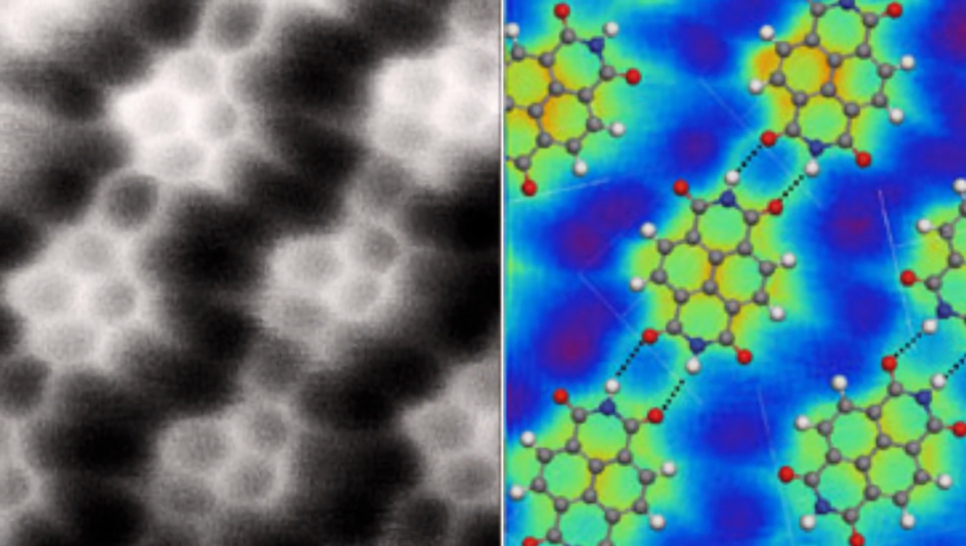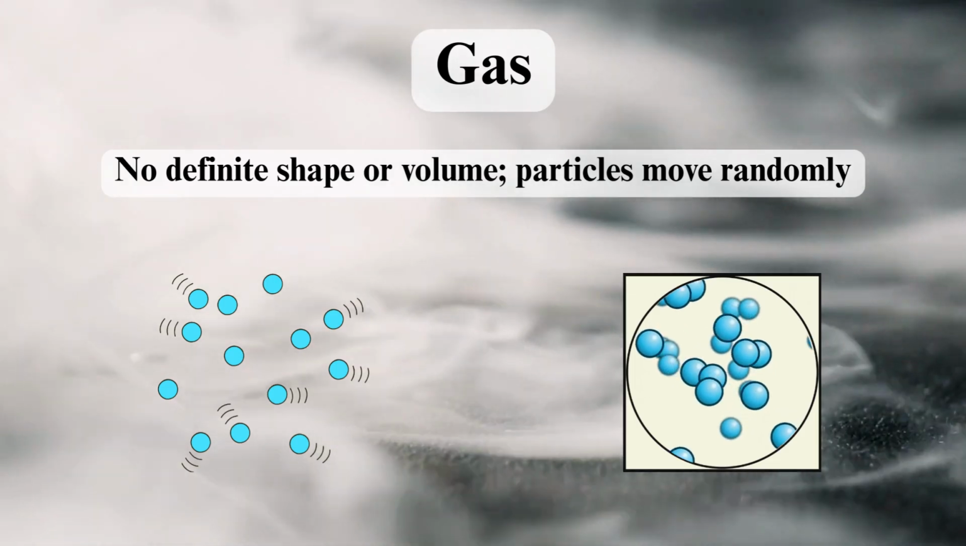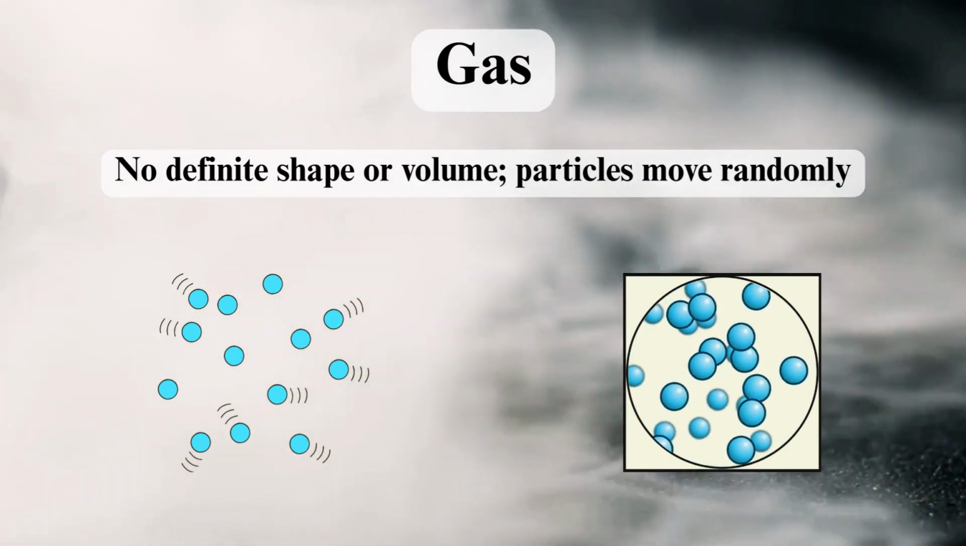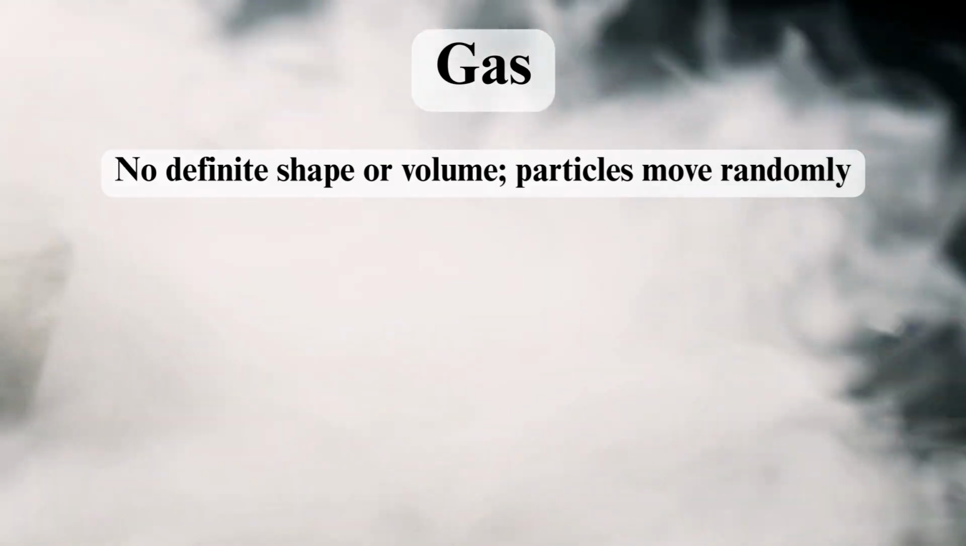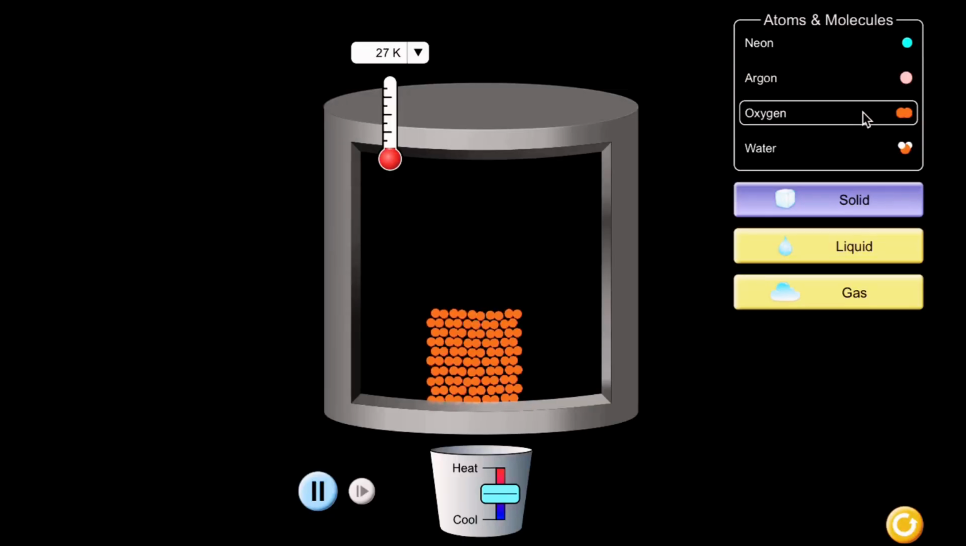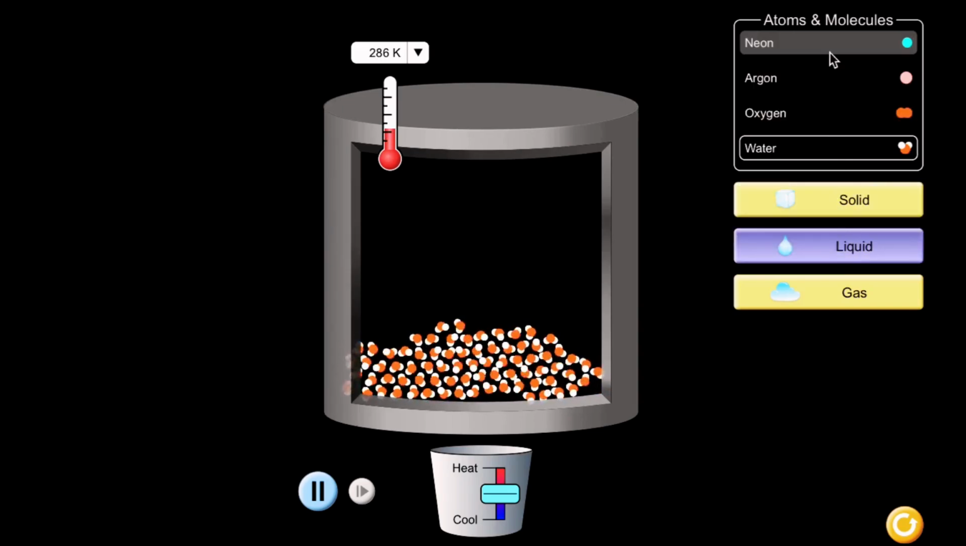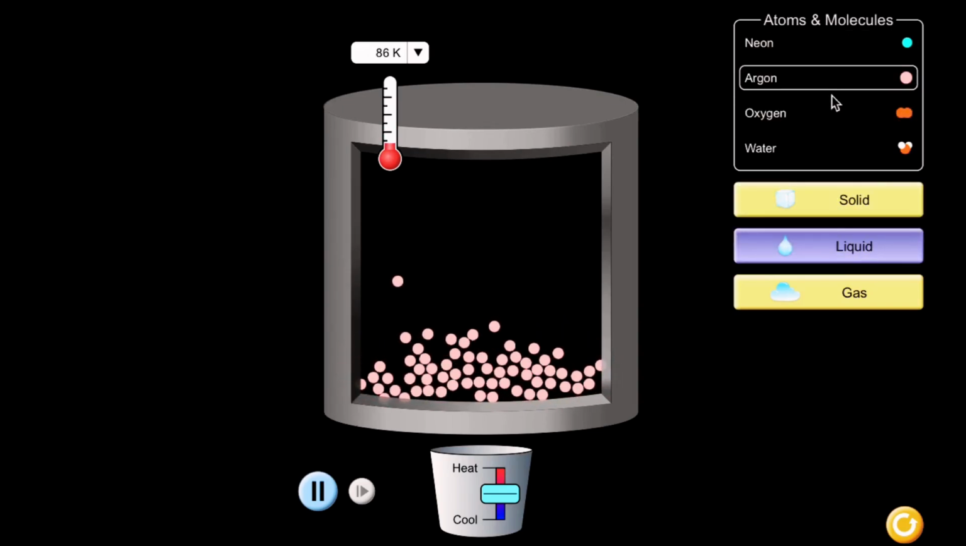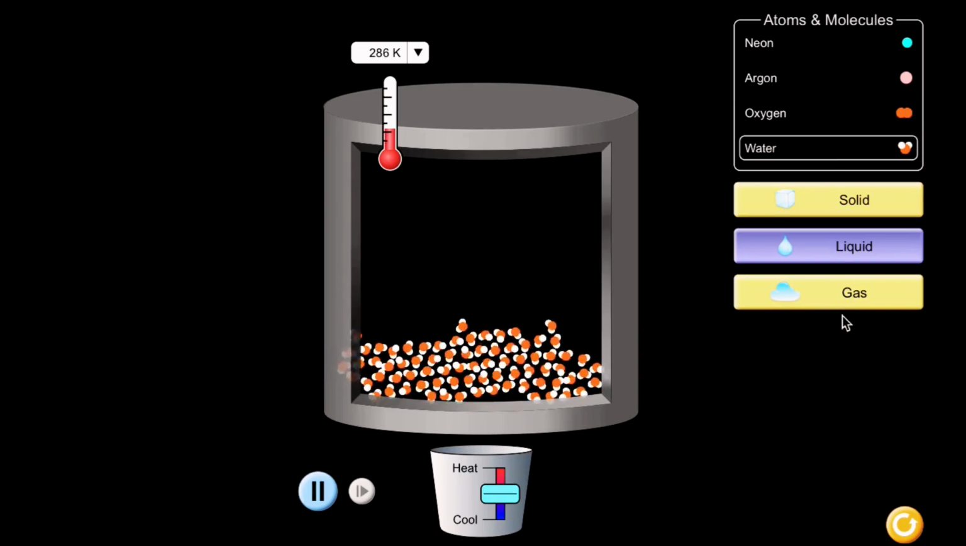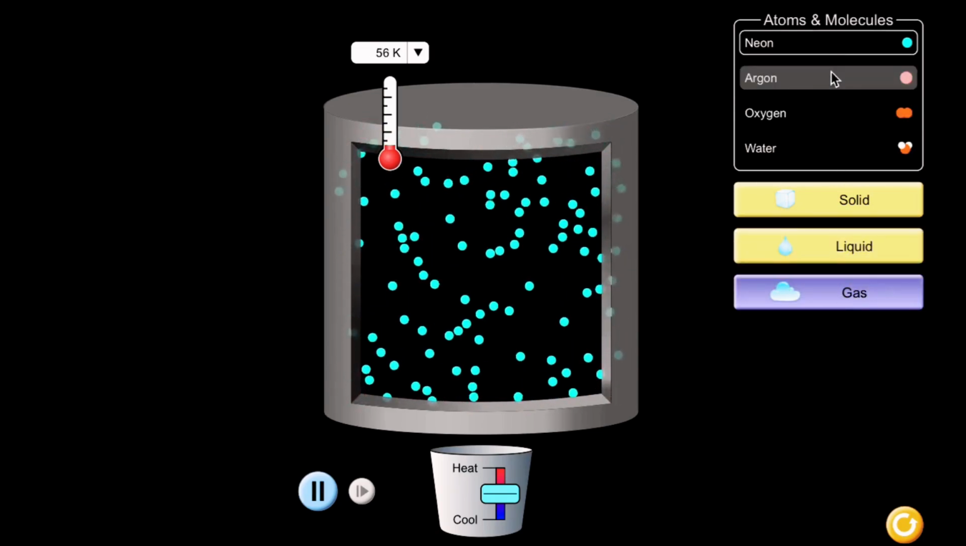Now, let's examine gases. Gases consist of particles that are far apart and move rapidly in all directions. This results in neither a fixed shape nor a fixed volume, and gases expand to fill any container. Examples include oxygen gas in the atmosphere, steam from boiling water, and helium in balloons.